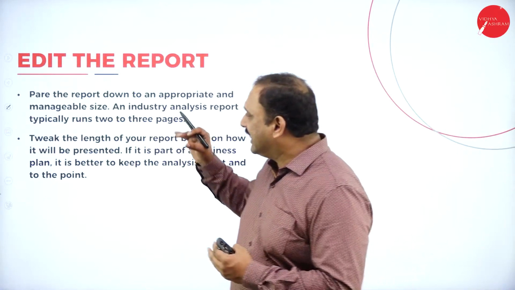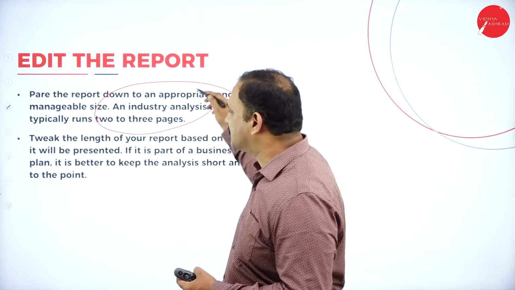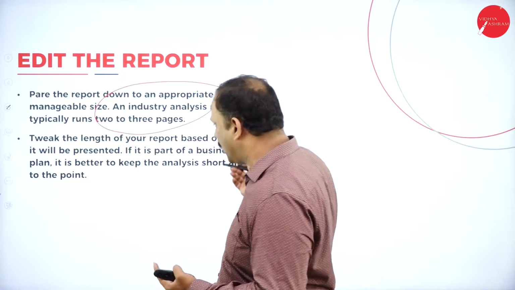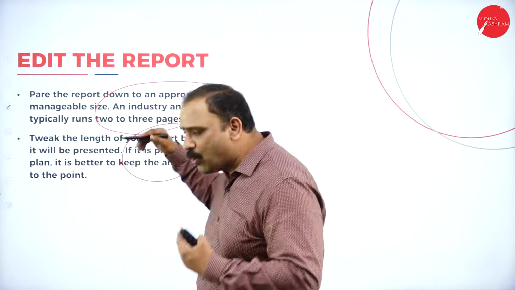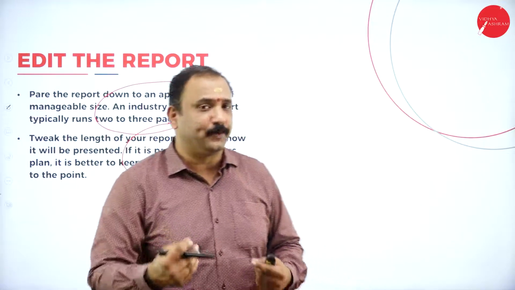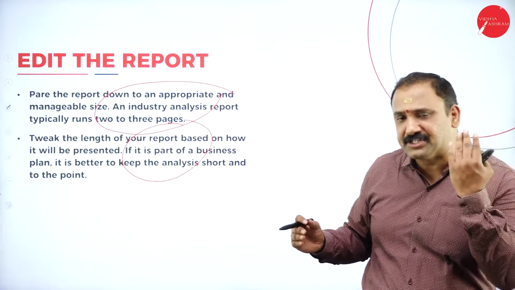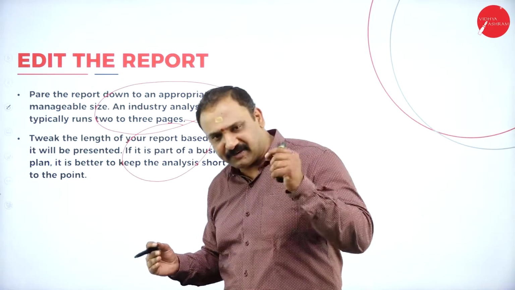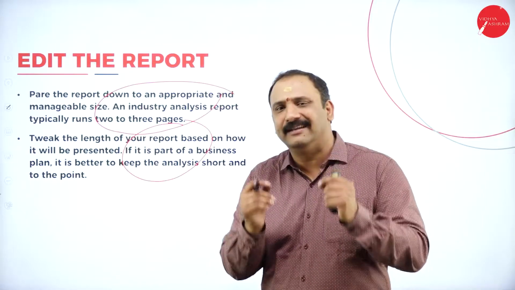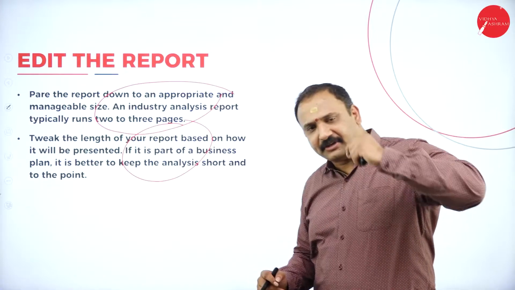Followed by, pare the report down to an appropriate manageable size. Industry analysis typically runs to 2 or 3 pages. You need to tweak the length of your report based on how it needs to be presented. So please don't make it too elaborate that it keeps running pages after pages and then you are not able to control the factors of your presentation. It is very, very mandatory that you keep it clear and concise at all levels.